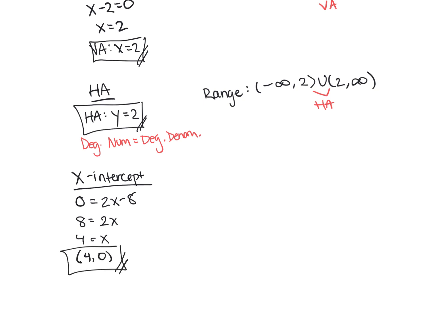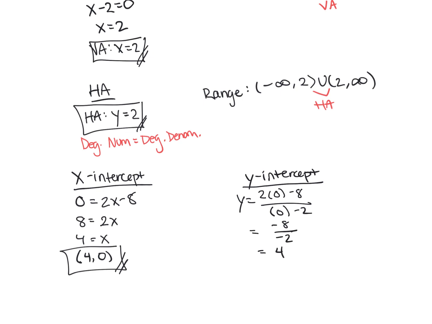And our y-intercept, you plug 0 in for x and solve. So we'll have y is equal to 2 times 0 minus 8 over 0 minus 2, which ends up being just our constants. So negative 8 over negative 2, which becomes a positive 4. So in this case, our y-intercept is 0, 4.